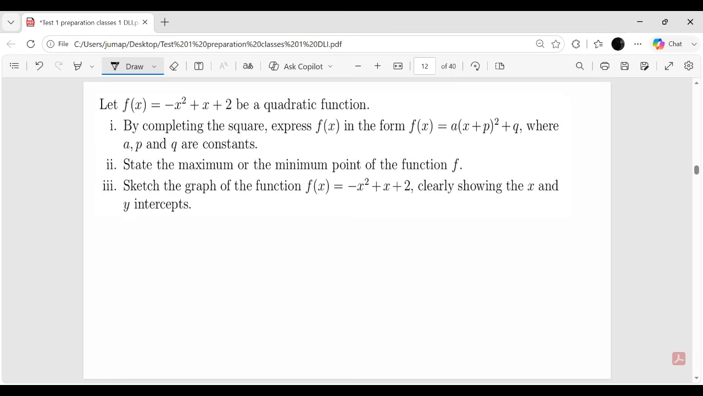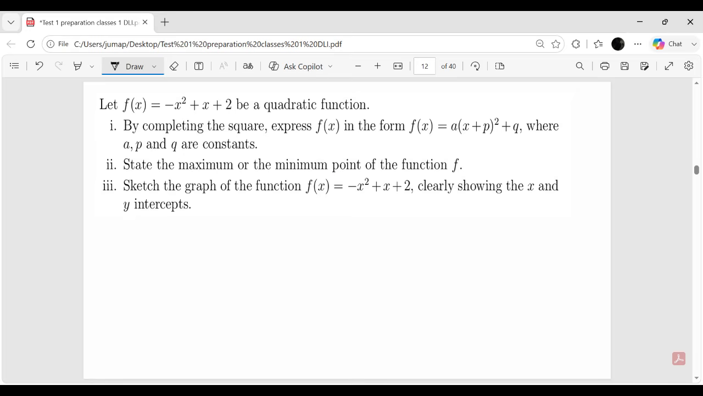So this question, they're asking us to say, let f of x be equal to negative x squared plus x plus 2 be a quadratic function. Then they're saying that by completing the square, express f of x in the form f of x equals a, open brackets, x plus p, close brackets squared, plus q, where a, p, and q are constants.